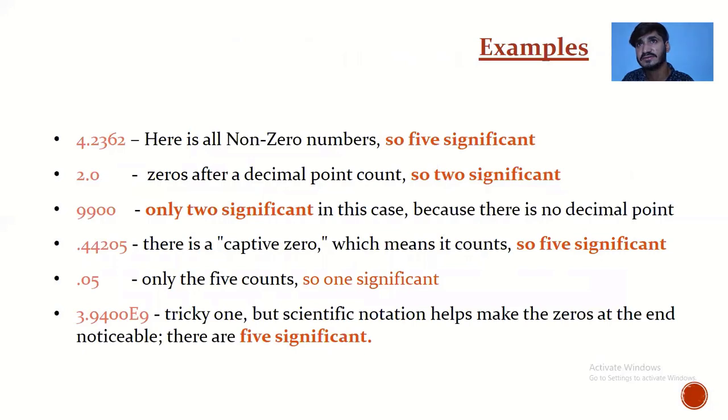Examples: 4.2362. Here all are non-zero numbers, so 5 significant. 2.0, zeros after a decimal point count, so 2 significant. 9900, only 2 significant in this case because there is no decimal point. 0.44205, there is a captive 0, which means it counts, so 5 significant. 0.05, only the 5 counts, so 1 significant. 3.9400E9, a tricky one, but scientific notation helps make the zeros at the end noticeable. There are 5 significant.